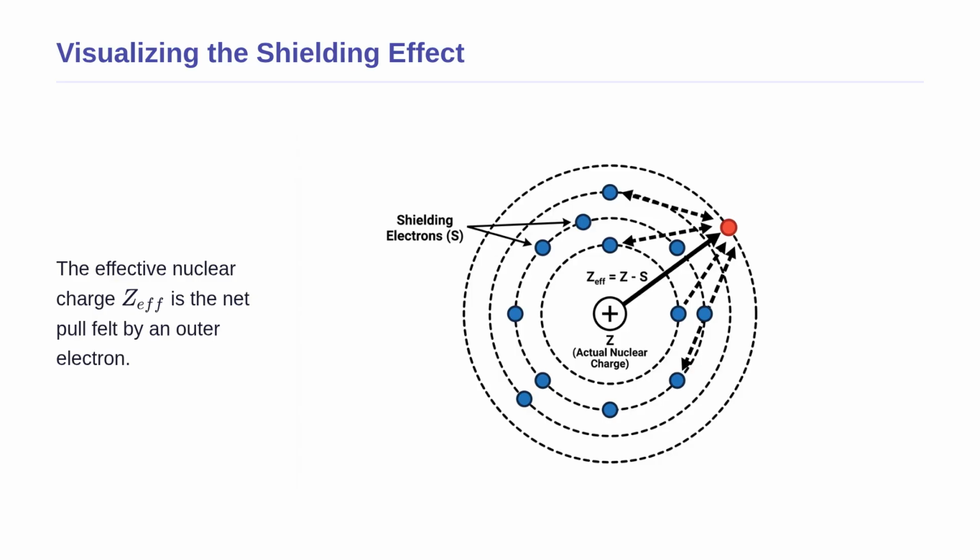Before we calculate anything, let us see this with a concrete visual. Here we have a diagram of an atom. In the center is the positively charged nucleus, labeled Z. Surrounding it are rings of blue inner electrons. Notice the dashed arrows pointing outward. These represent the inner electrons repelling and shielding the outermost red electron. The solid black arrow shows the net attractive force reaching that outer electron, which is Z-eff. This visual perfectly captures our formula, the total nuclear charge minus the shielding effect.